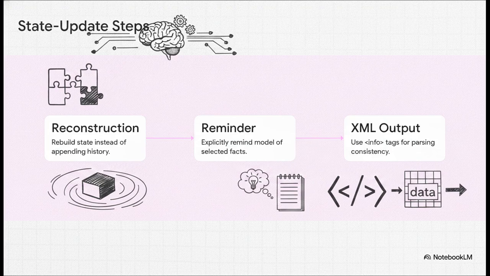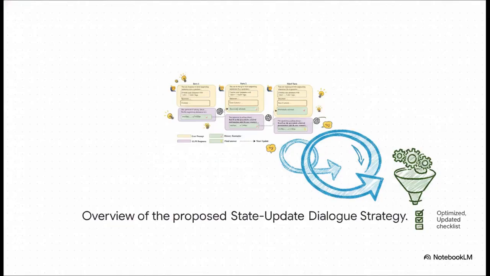To solve this, the researchers came up with the state update strategy. You can think of it like a dynamic running checklist. It works in 3 steps. Step 1, state reconstruction. Instead of just endlessly appending history, the model actively rebuilds its current state of knowledge. Step 2, history reminder. The system explicitly reminds the model of key facts it already confirmed. And step 3, XML structured output. It forces the model to put its updated knowledge inside clean, neat little info tags so the system can parse it perfectly every time.